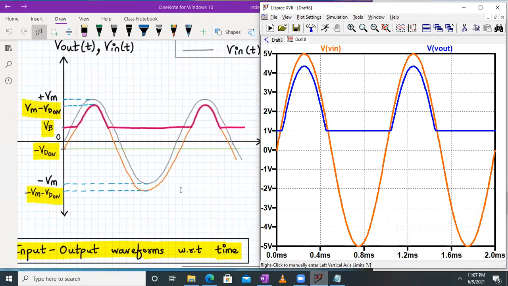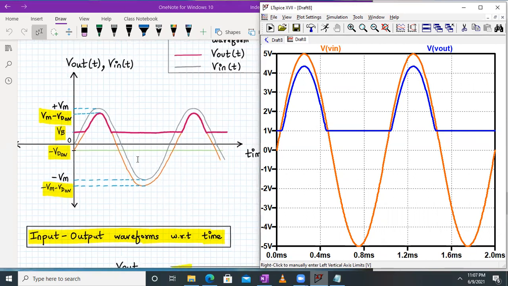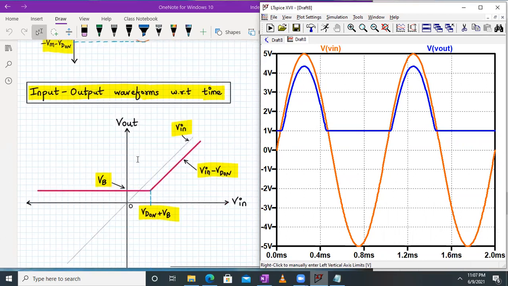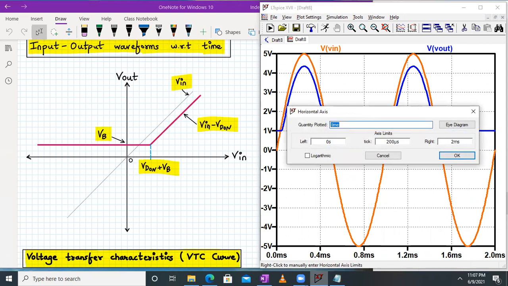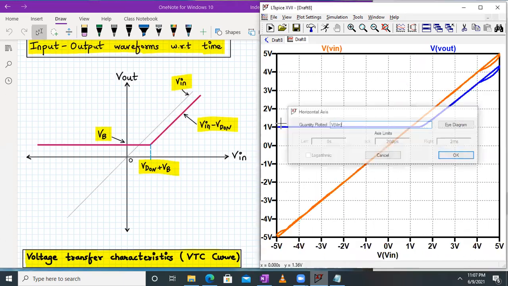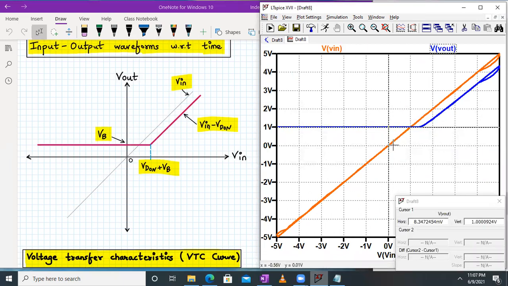Exactly the same way we are getting. So with the help of the tracking waveform and with the help of the clipping level, we can easily draw the input output waveforms for any series clipper circuit. Okay, and then let us see the VTC curve. I'll right click and replace the time by V in. So here is my VTC curve. Exactly the same way it is coming, as predicted.